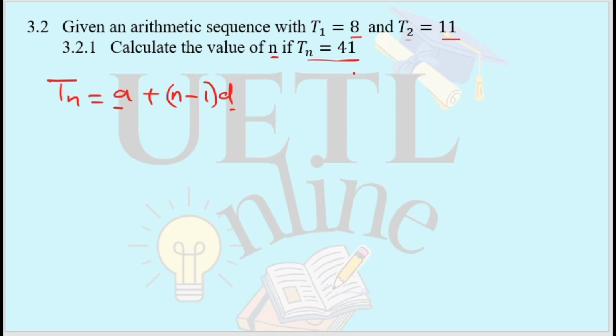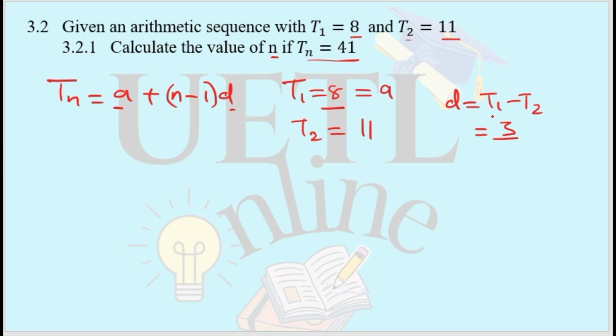Now we found that our T1 is equal to 8, which is our a. Then our T2 is equal to 11, so we can use this to find our d. Our d is found by T2 minus T1, which gives us 11 minus 8, which is 3. So our value of a is 8 and our value of d is 3. Let's substitute here to find n. We are given T of n as 41, so 41 is equal to 8 plus 3 times n minus 1.